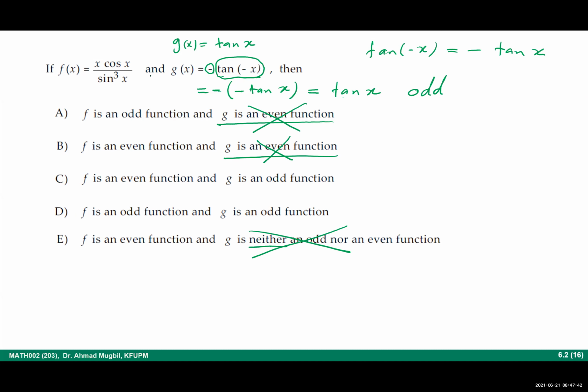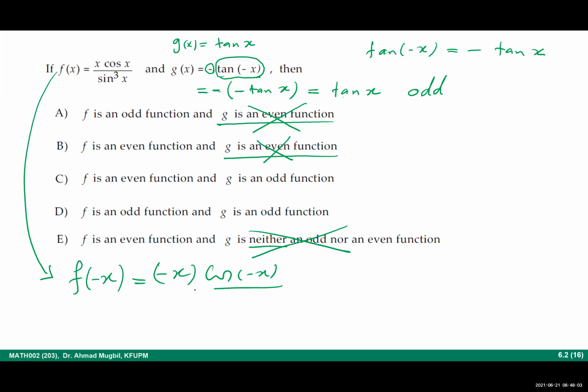What I need to do now is check whether it is even or odd. How to check that? Do you remember how to do that, ya shabab, from MATH001? You will replace x by negative x. You will replace every x by negative x over sine cubed, also negative x. Remember that sine cubed is indeed sine to the power, all to the power 3. I'm talking about x.